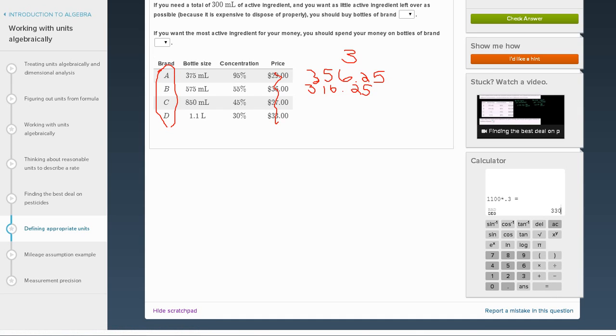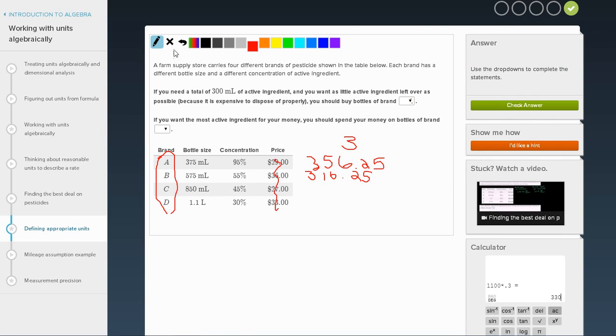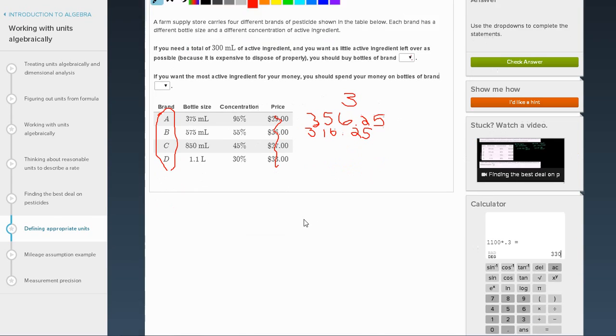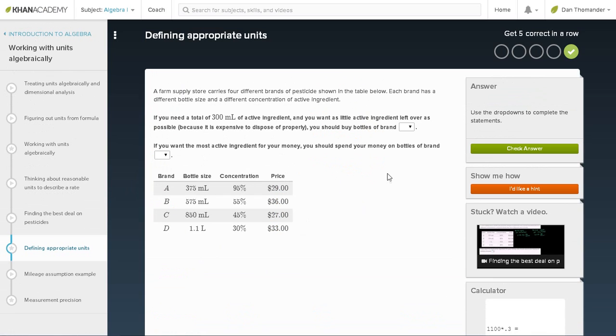So clearly B is the brand that would have the least left over. If I'm mostly concerned about the amount that's going to be left over, which is what it says here, you want as little active ingredient left over as possible, then I should buy brand B. It will have the least left over. So let's go in there and select brand B.